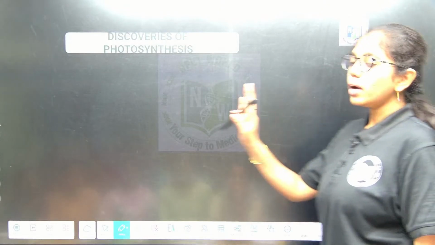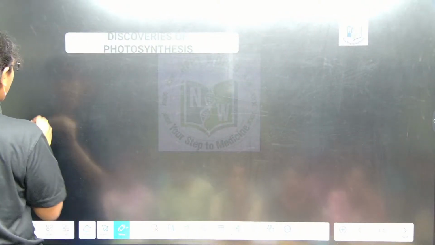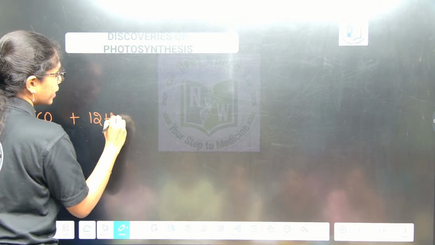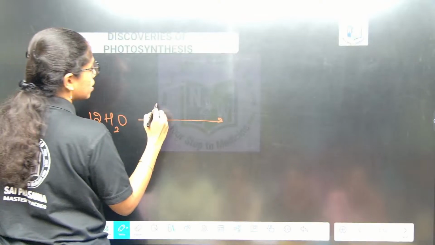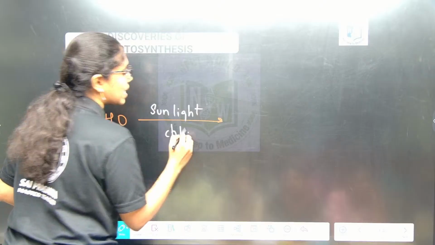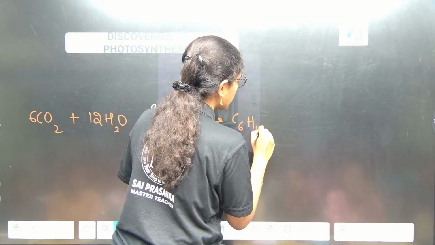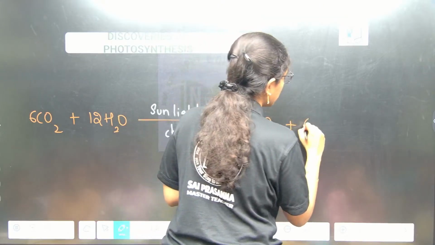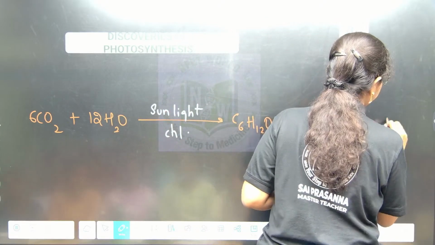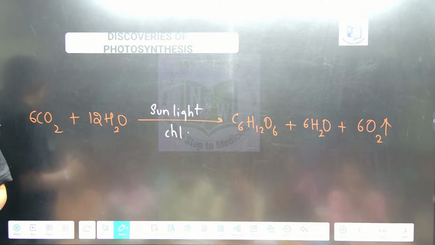I will tell you by giving the standard equation of photosynthesis. What is the standard equation of photosynthesis? Plus 12 H2O in the presence of what? Sunlight, chlorophyll pigment, which is present in the chloroplast. It forms the primary product C6 plus, and what is released as byproduct? This is the standard equation of photosynthesis, the balanced equation of photosynthesis.